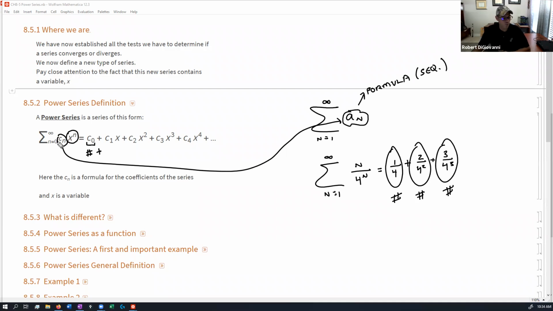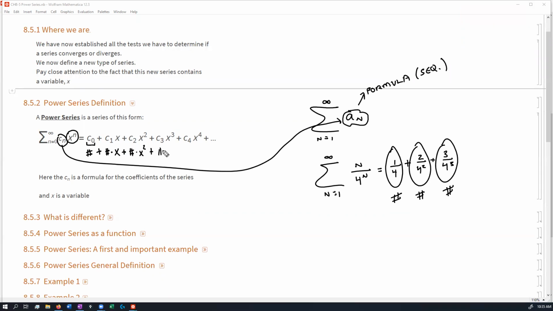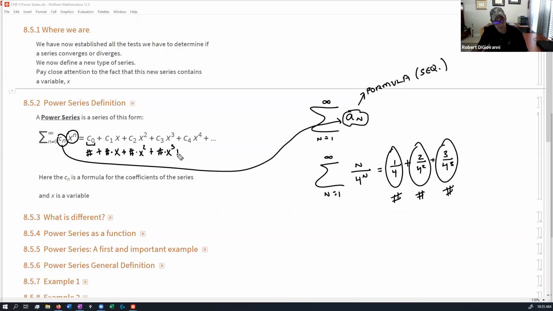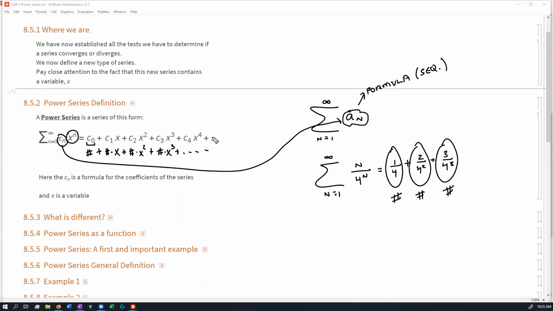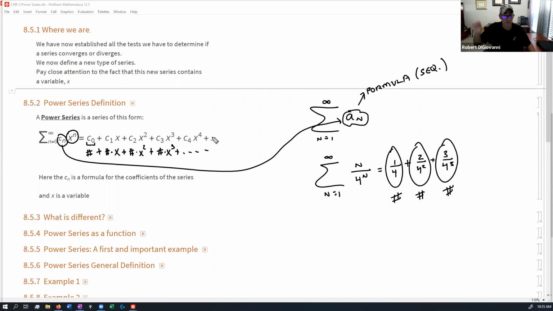Plus, now we plug in 1. c sub 1 times x to the 1 is just c sub 1 x. This right here is a number times x. And then plus another number times x squared. Then plus some other number times x cubed. Plus, forever. So the big difference here is that instead of having just number plus number plus number, we have number times x plus number times x squared plus number times x cubed plus number times x to the 4th, and you go forever.